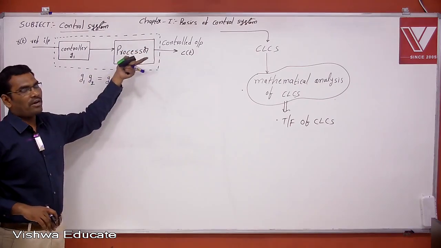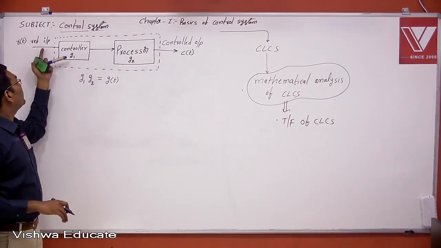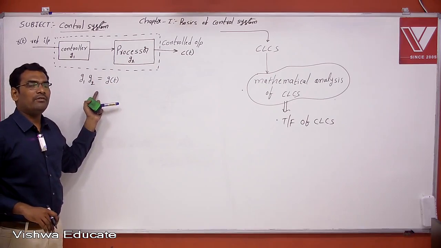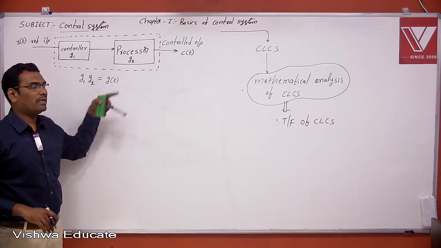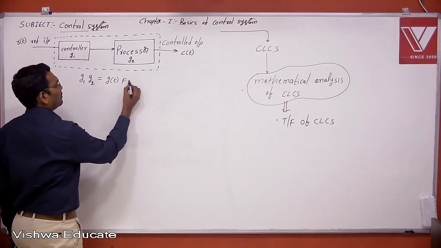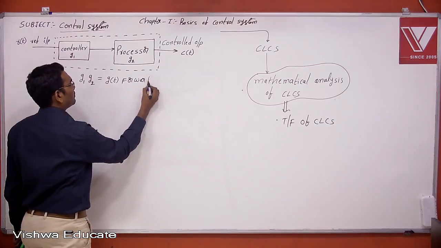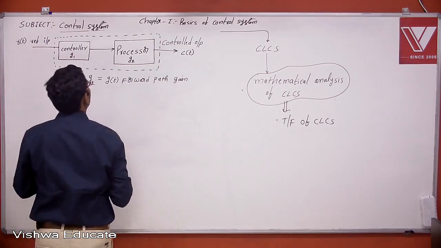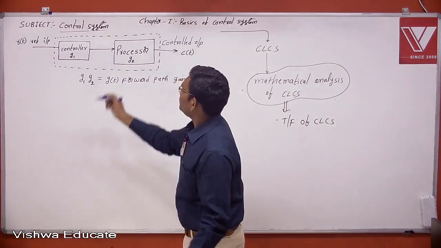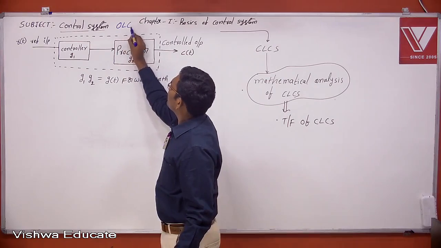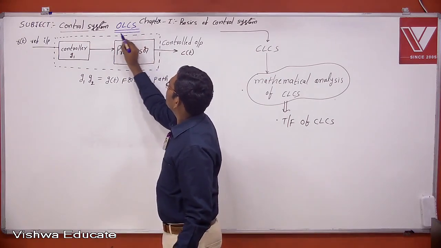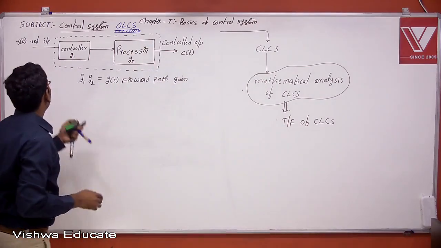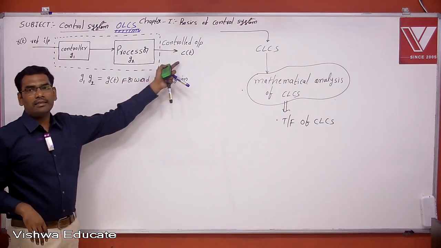Now, this is called the forward path. Forward path is a path between input and output. Therefore, this controller gain G1, this processor gain G2, and this I am assuming as G of t. Therefore, can we call this the forward path gain? This is the open loop control system block diagram, with input, forward path, and output.